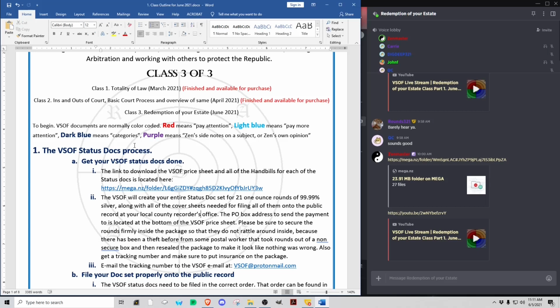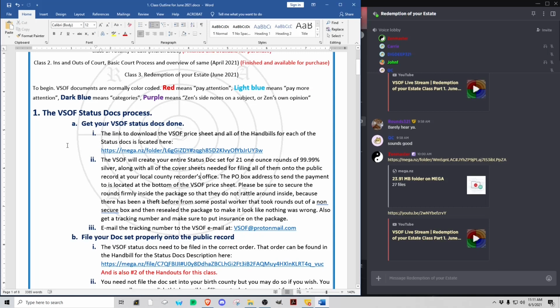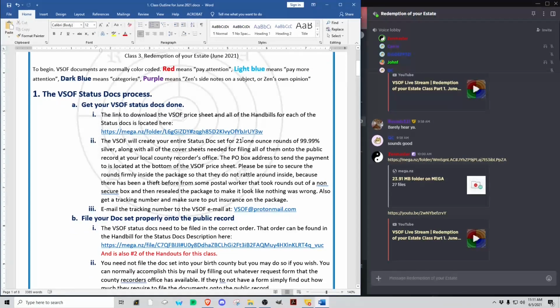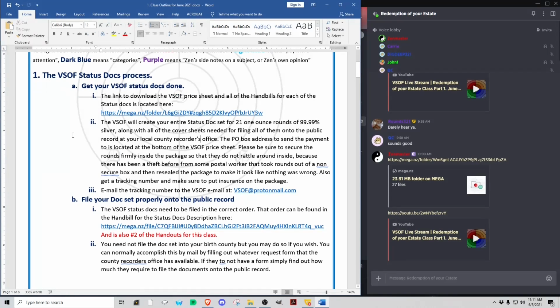The whole process: first you get your status docs done. And like I said, I've got a whole class on it, so I'm not going to go into detail as to what each one of those documents is, because if you've decided to purchase the status doc process, I'm going to give you the link to the class anyway. But this is the mega folder for the handouts here in the outline. You guys can go take a look at the handbills. I'm sure most of you already have.